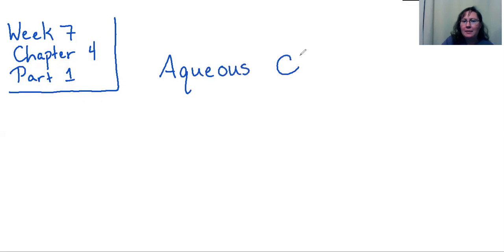All right, so Chapter 4 is looking specifically at aqueous chemistry. Okay, so let me put that on there, aqueous chemistry. And aqueous chemistry, or aqueous solutions and reactions, means that we are always going to be dissolved in water. Okay, that's what aqueous means.